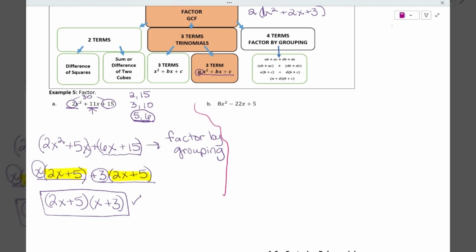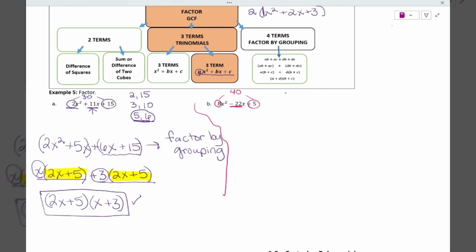So again, because the coefficient, or the number in front of x squared, is bigger than 1, I have to take that number and multiply it by the constant at the end. 8 times 5 is 40. Okay, so now I'm looking for factors of 40 that add up to this middle term, a negative 22.